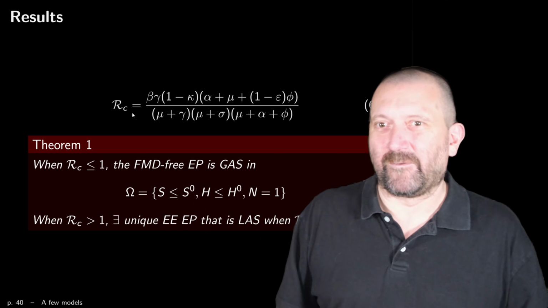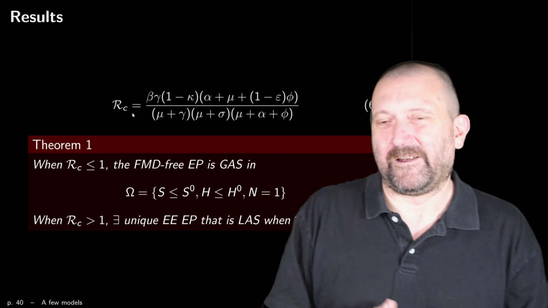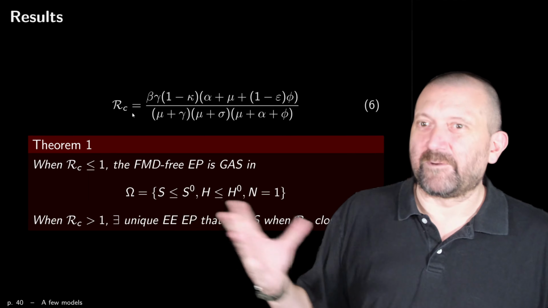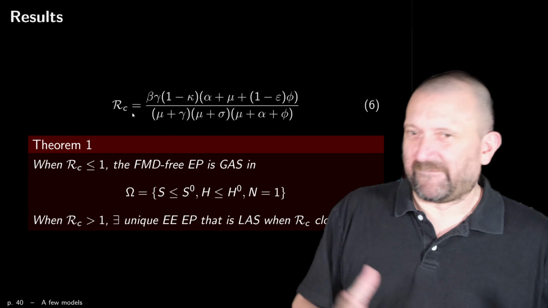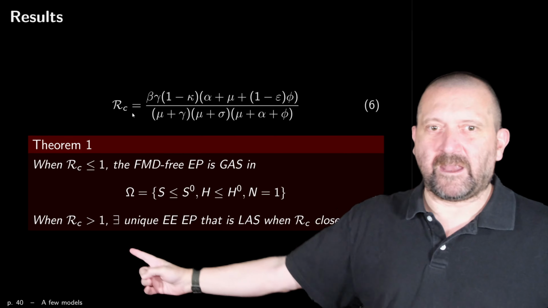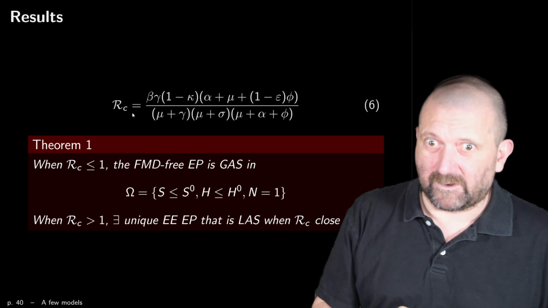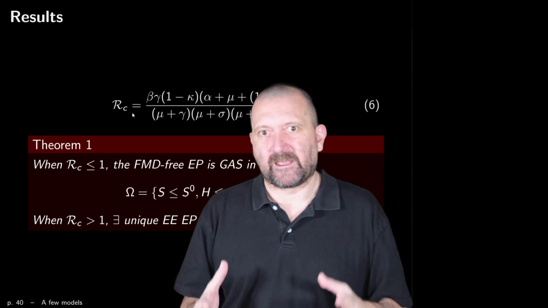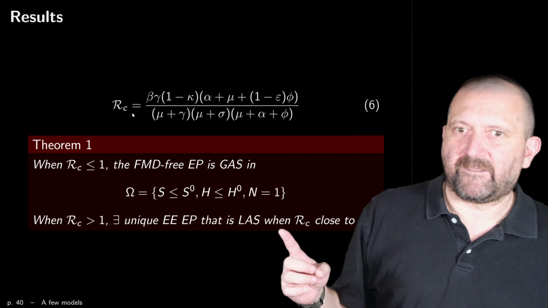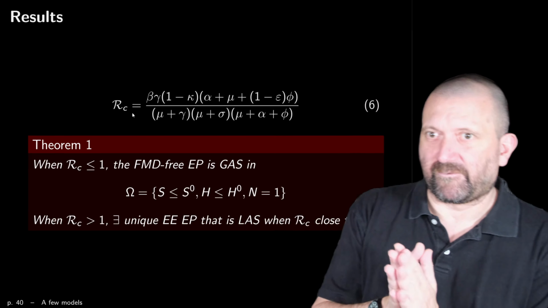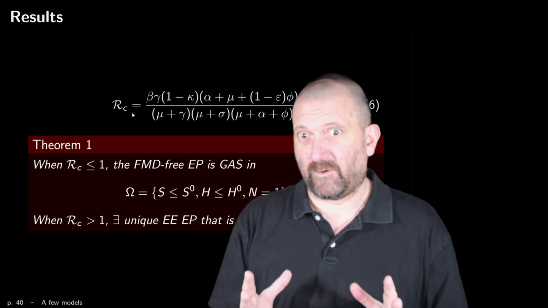I'm not going to go into much detail because that's not necessarily the objective of this course, but you can prove mathematically that if RC is less than 1, all solutions go there, and if it is larger than 1, then there's a unique endemic equilibrium, and that endemic equilibrium is locally stable when RC is close to 1. So it's a complicated model, I should point out.